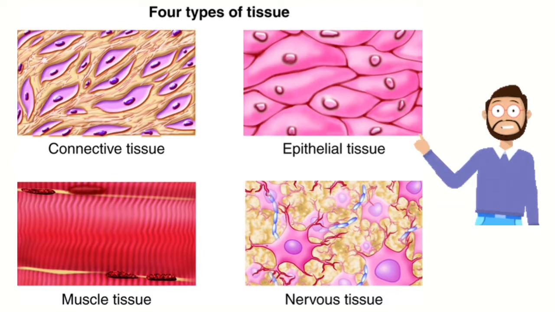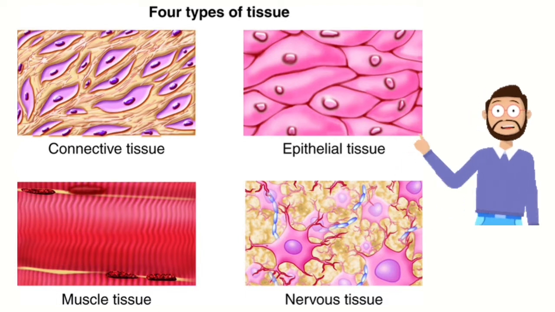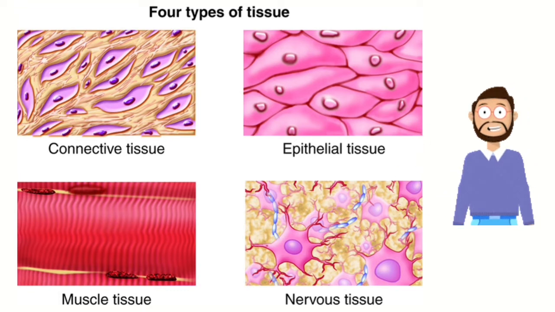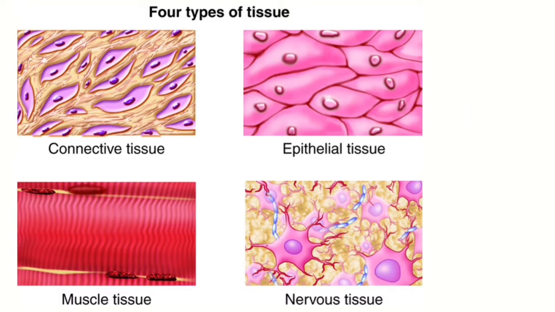Number 1, epithelial tissues. Number 2, connective tissues. Number 3, muscle tissues. Number 4, nervous tissues. In this video, we'll be discussing each and every type of tissue.